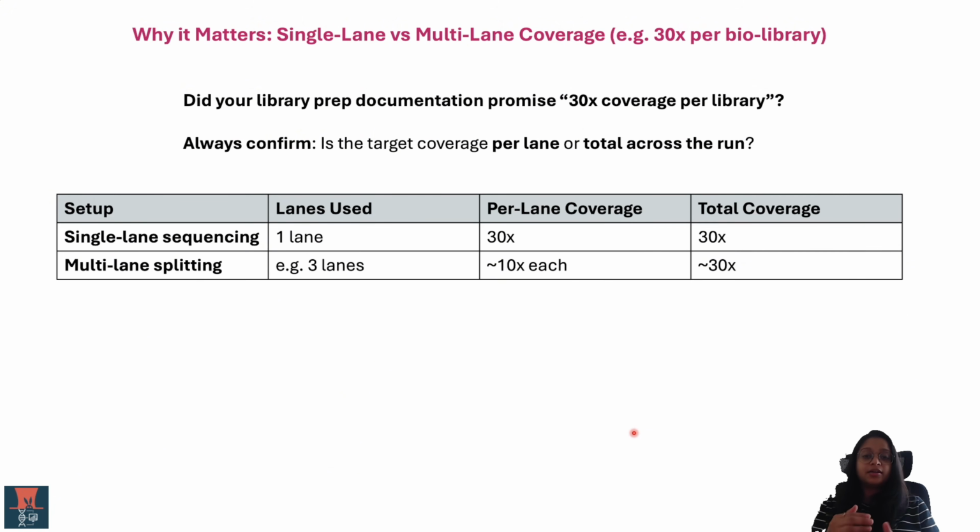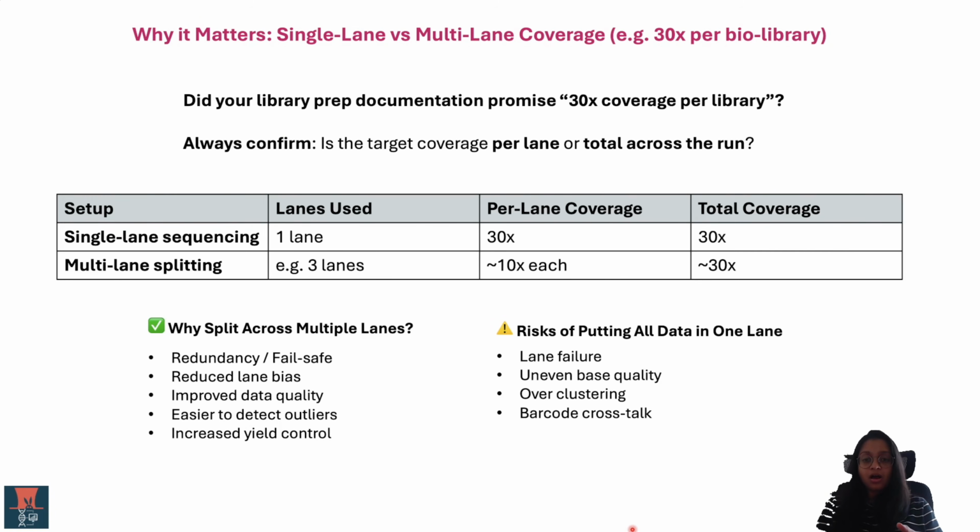Although the yield remains the same, having no redundancy is a big disadvantage, because no redundancy would lead to data loss. Multi-lane splitting is more preferable because it provides fail-safe redundancy, allows you to perform lane-specific quality control, and reduces the lane bias. And there is risk when putting all the data into one lane. It could result in data loss due to lane failures. It could result in uneven base quality, over clustering, or barcode crosstalk.